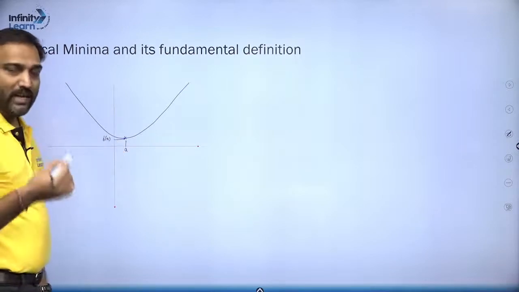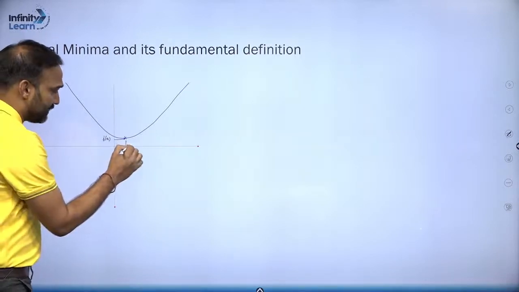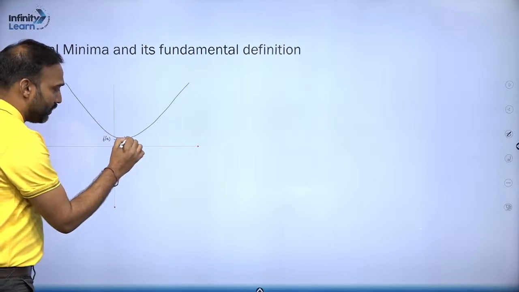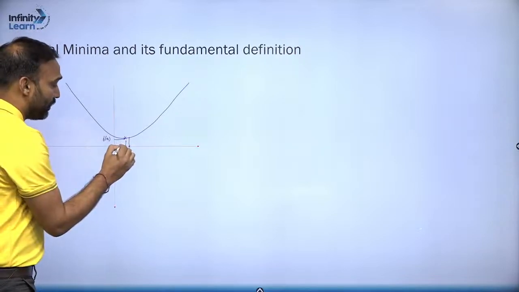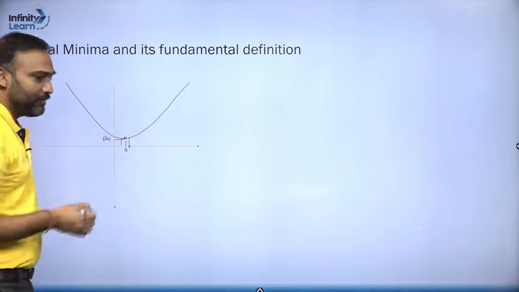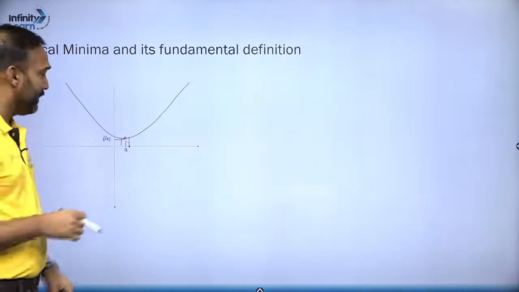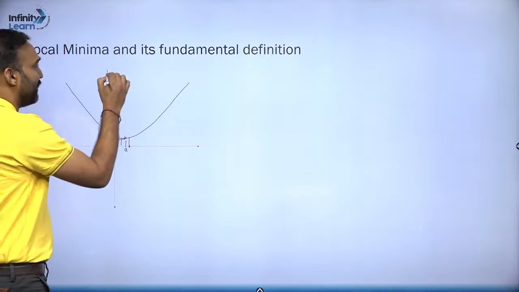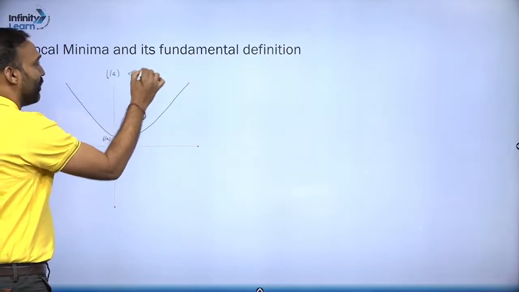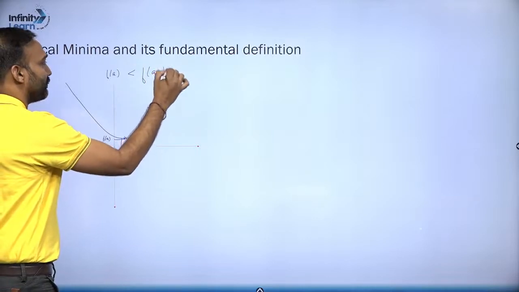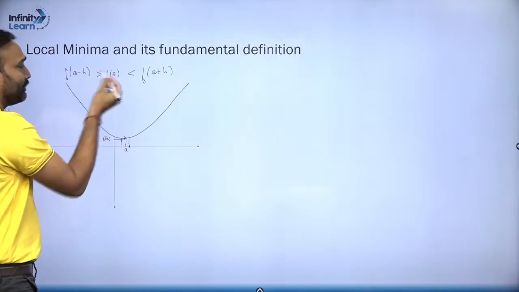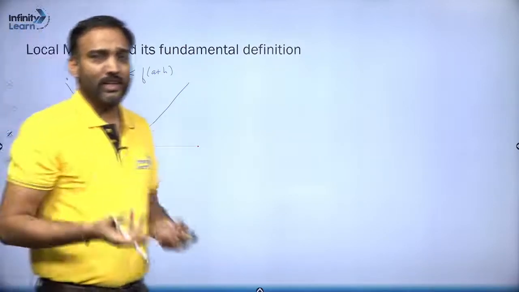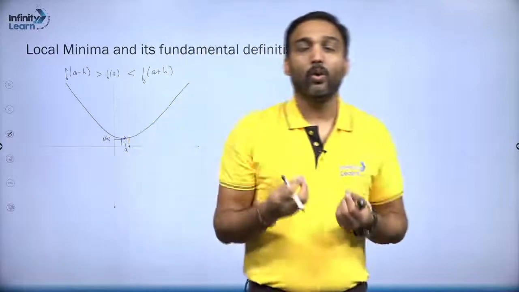Now if I take a point ahead of a, there is a plus h. Now see, the value of the function will increase slightly. And if I move on to a minus h, if you observe, the value of the function is slightly larger than f(a). So I can say the value of the function f(a) is smaller than f of a plus h, and this is also smaller than f of a minus h. So in short, I can say that f(a) is smaller in the vicinity. So f(a) is the local minima.